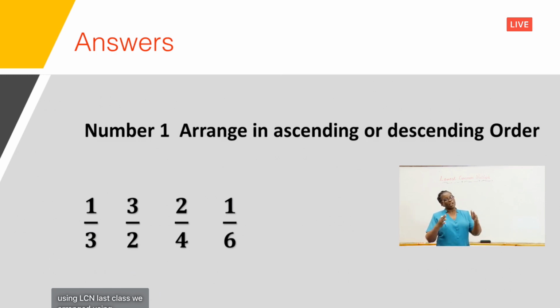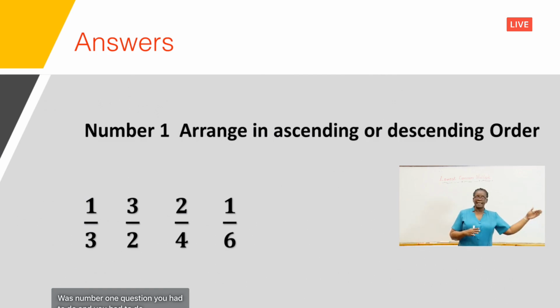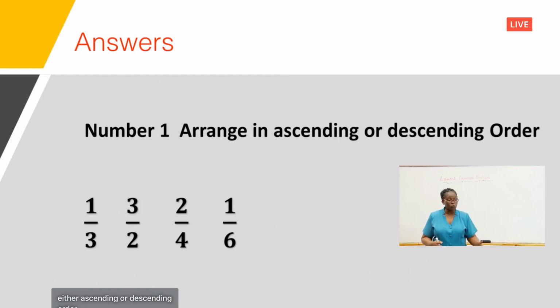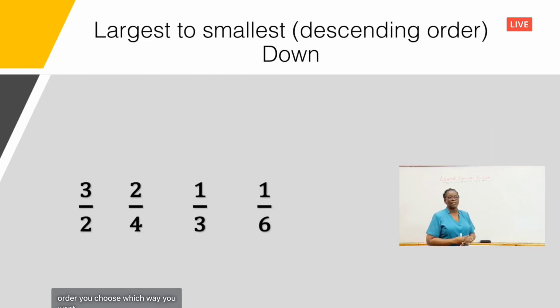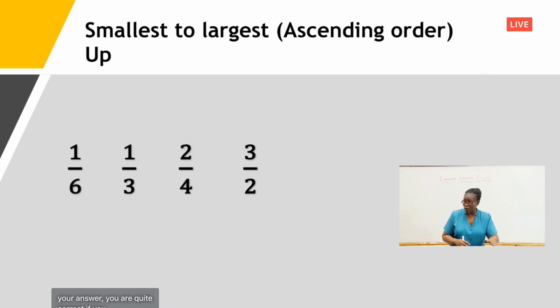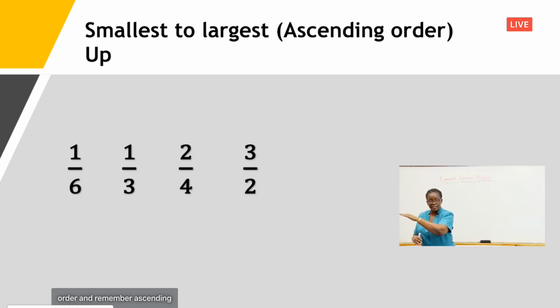Last class, we arranged using multiples or finding equivalent. But this class, we are going to arrange using LCM. So from last week, this was number one question you had to do. And you had to do it either ascending or descending order. You choose which way you want. So here are my answers. So if you're doing descending order, this will be your answer. So if you have this as your answer, you are quite correct. If you do ascending order, and remember ascending means from smallest to biggest. We are ascending, we are going above. This will be your answer.